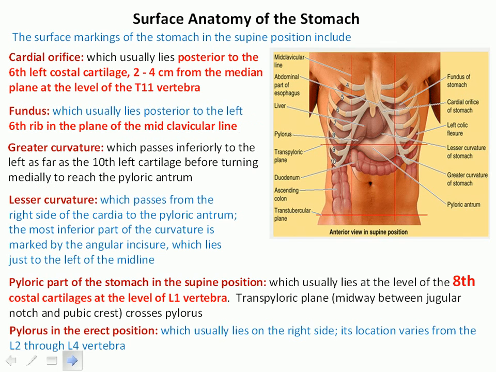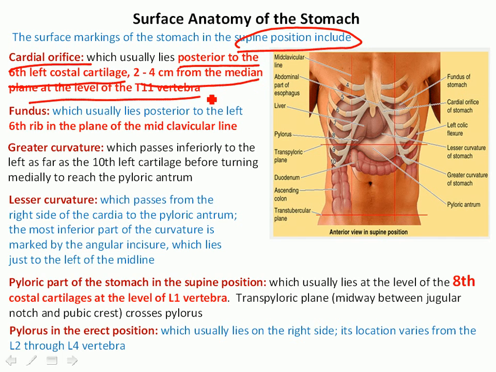All right, briefly let's review the surface anatomy of the stomach, and we're almost done with the stomach, because the next topic will be the duodenum and small intestines. The cardial orifice usually lies posterior to the 6th left costal cartilage, 2-4 centimeters from the median plane at the level of the T11 vertebra. So to find the cardial orifice on X-rays, look posterior to the 6th left costal cartilage.